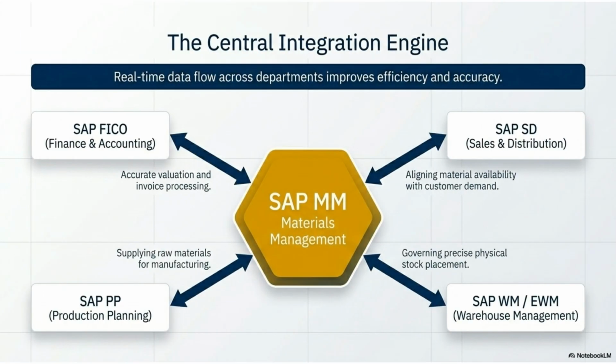Think of SAP MM as a central integration engine. It facilitates real-time data flow across departments, connecting with FICO for finance, SD for sales, PP for production planning, and warehouse management systems to ensure efficiency and accuracy.